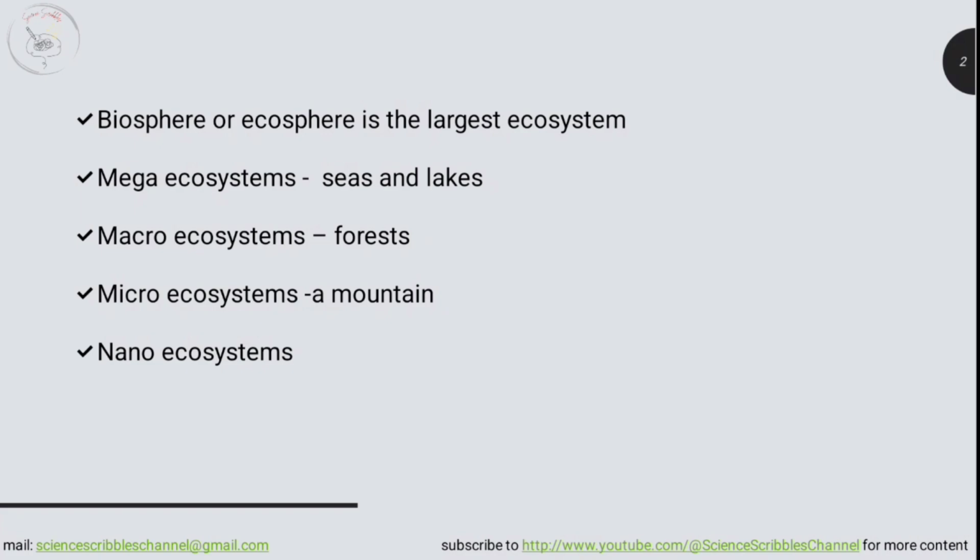Again, based on size, the ecosystems are mega ecosystems like oceans, macro ecosystems such as forests, micro ecosystems such as a mountain, and nano ecosystems, which are further small ecosystems, such as a part of a large ecosystem, spatially existing with some individuality.